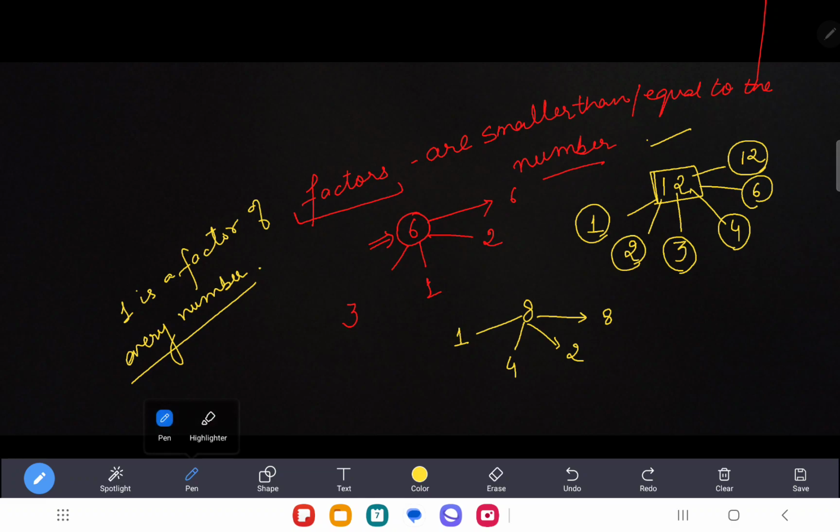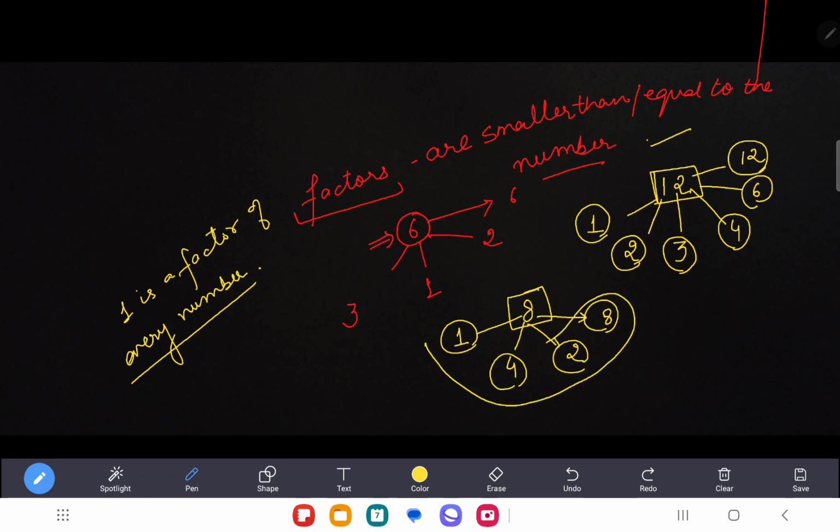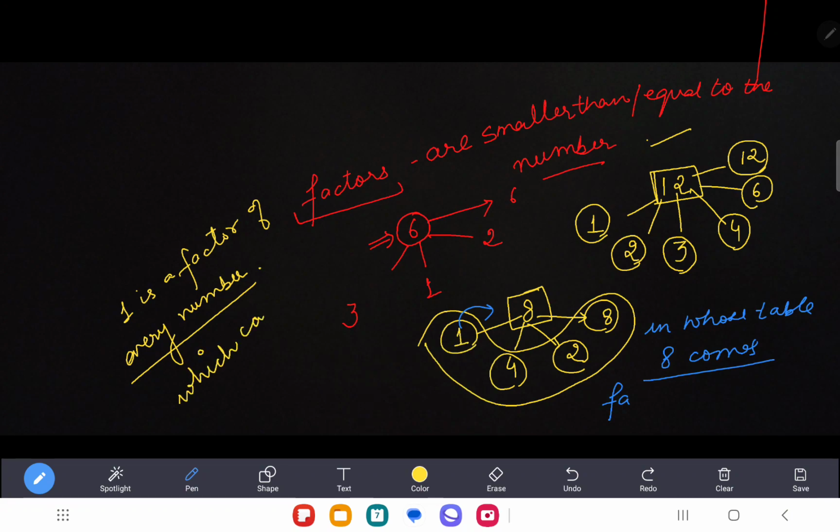So what is a factor? A factor is a number. For example, if I'm looking for the factors of 8, that is 1, 4, 2, and 8. Basically, those numbers in whose table 8 comes. They are going to be the factors of 8. That means those numbers which can divide 8. You can say it that way also. You understand my point? Okay.